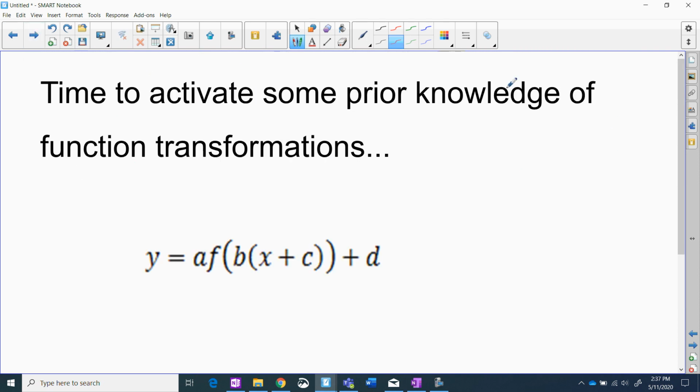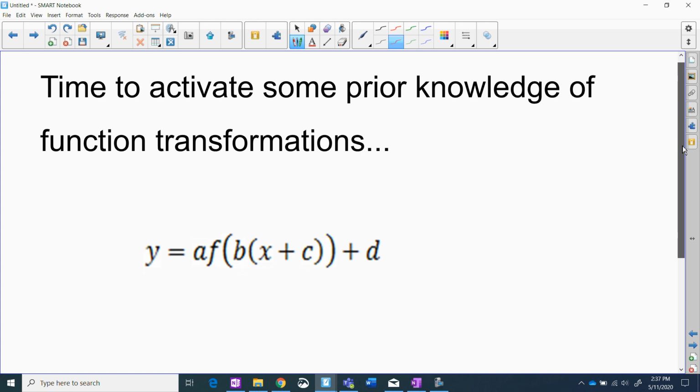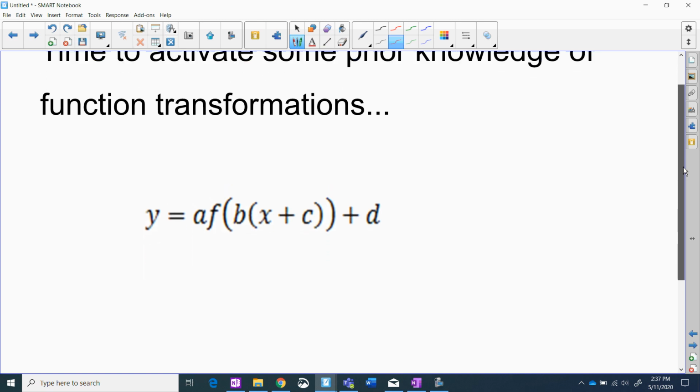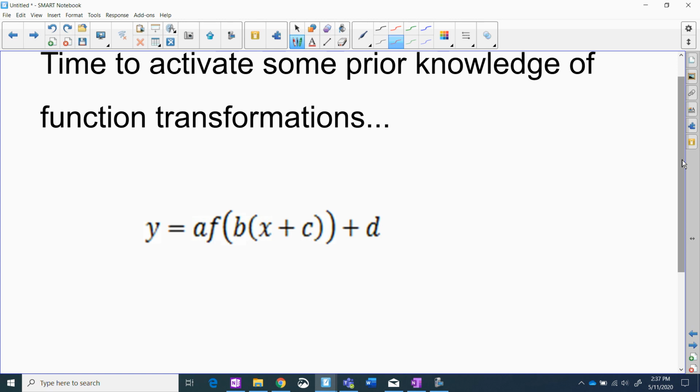All right, so now we're going to go back to all of our transformations like we would have done in Unit 1. I'll just quickly refresh your memory on what they are. So the number in front of the function, that's for two things, reflection and vertical stretch.